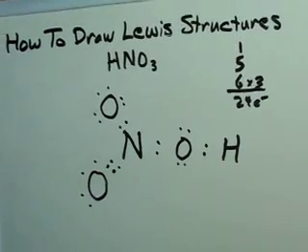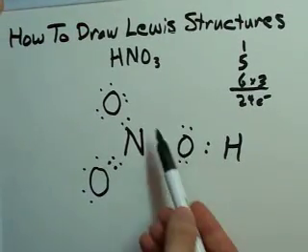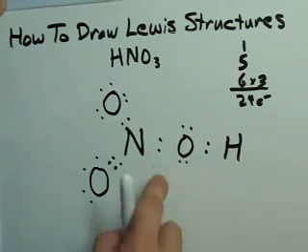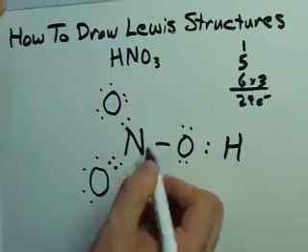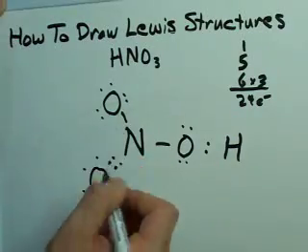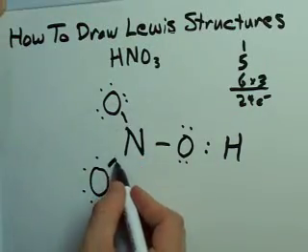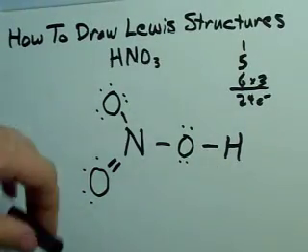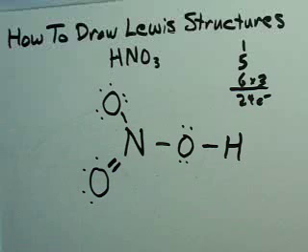Now each atom here satisfies the octet rule. Each oxygen and nitrogen has 8 around it, and hydrogen has 2. The final step again is to replace each of the bonding pairs with a line. I almost forgot that bond. And here we have the finished Lewis structure for HNO3.